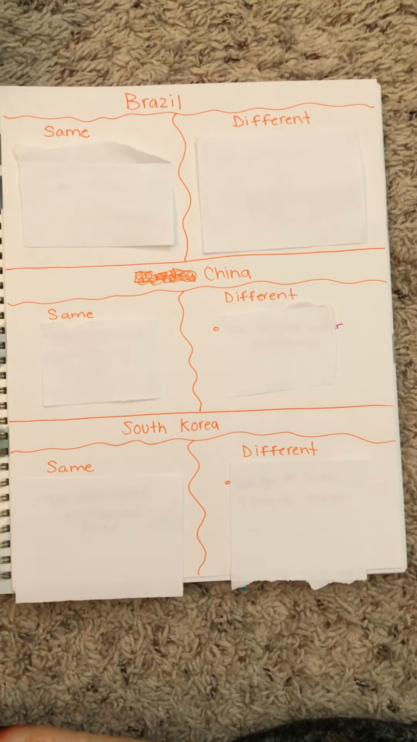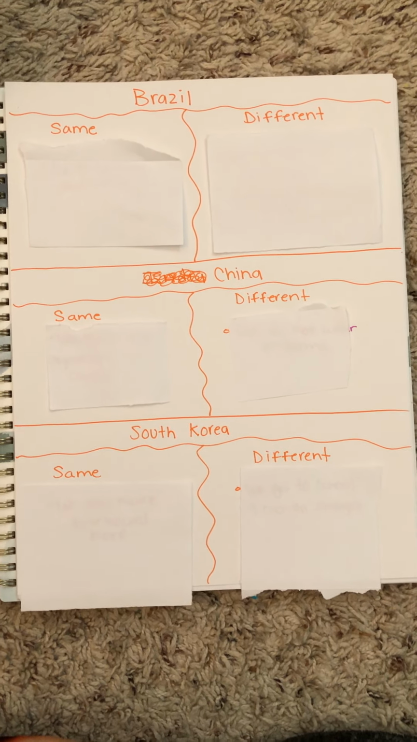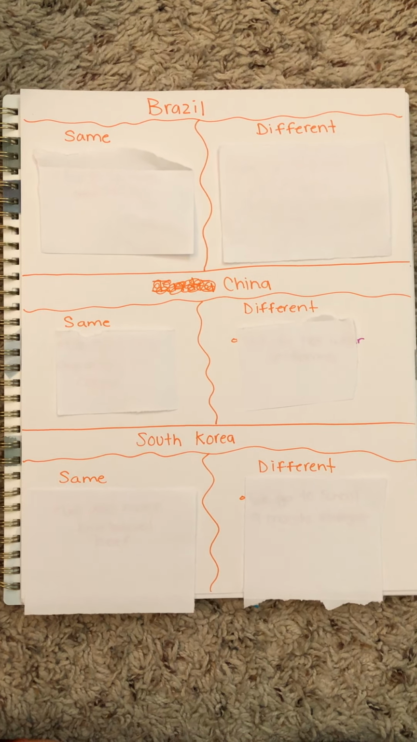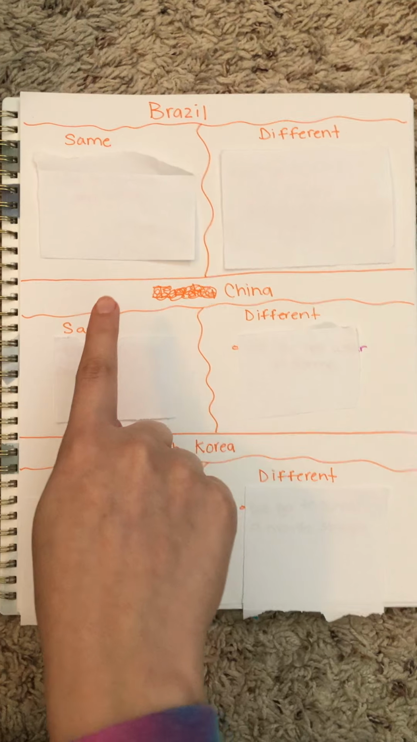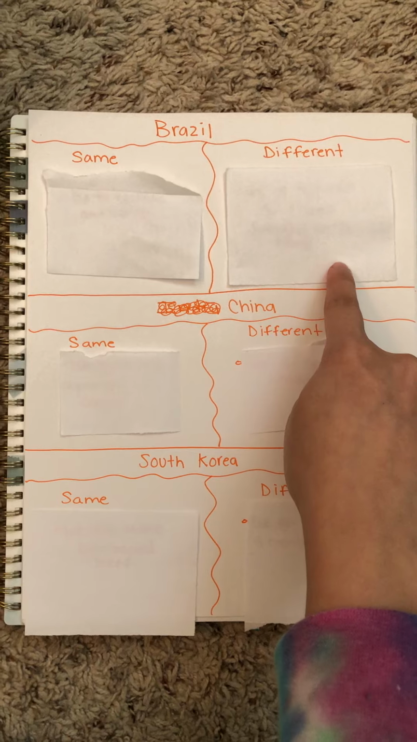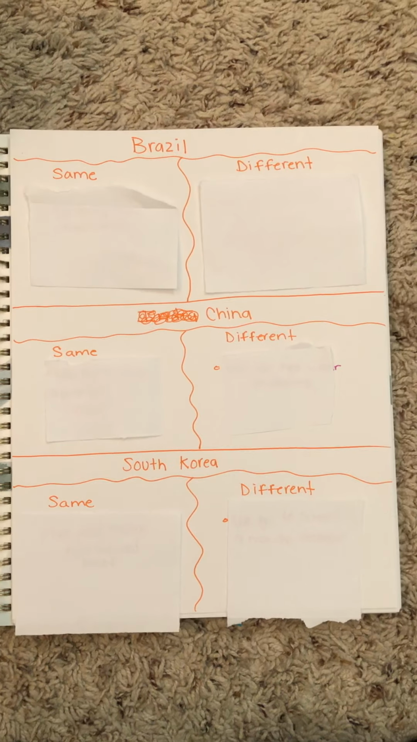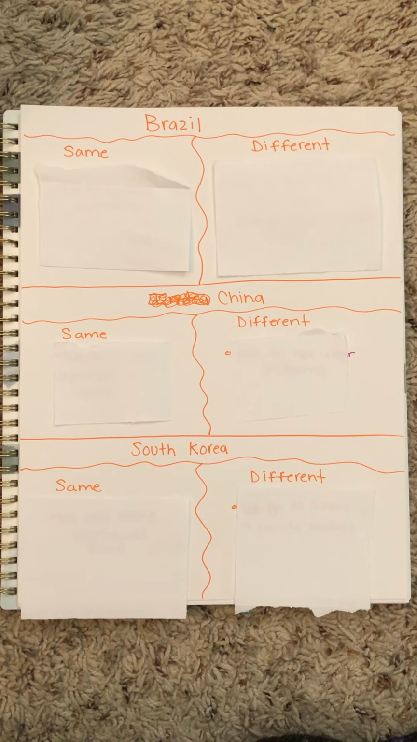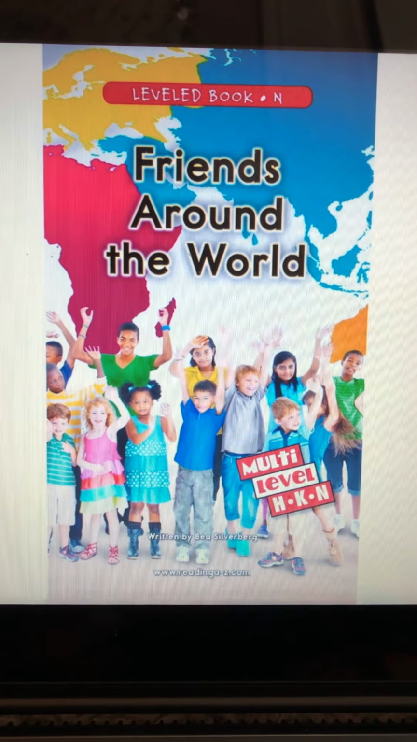So what we're going to be doing with this one, since we're talking about friends around the world, is compare how they live their everyday life to what we do. That's why we have 2 different sections on each one. We're going to write one thing that we do the same with our friend from Brazil and one thing that we do different from our friend from Brazil, and we're going to do the same thing for China and South Korea. So make sure to pause the video and draw your activity for the book. Okay, and then we're going to get started with Friends Around the World.